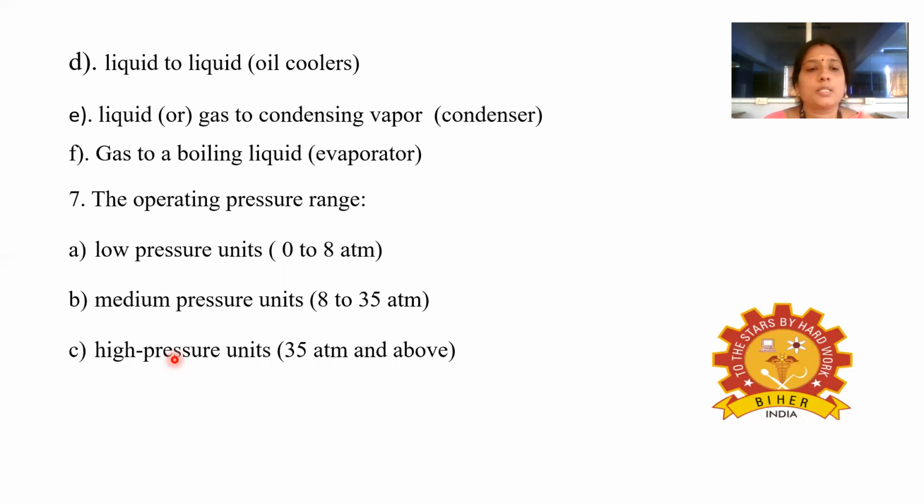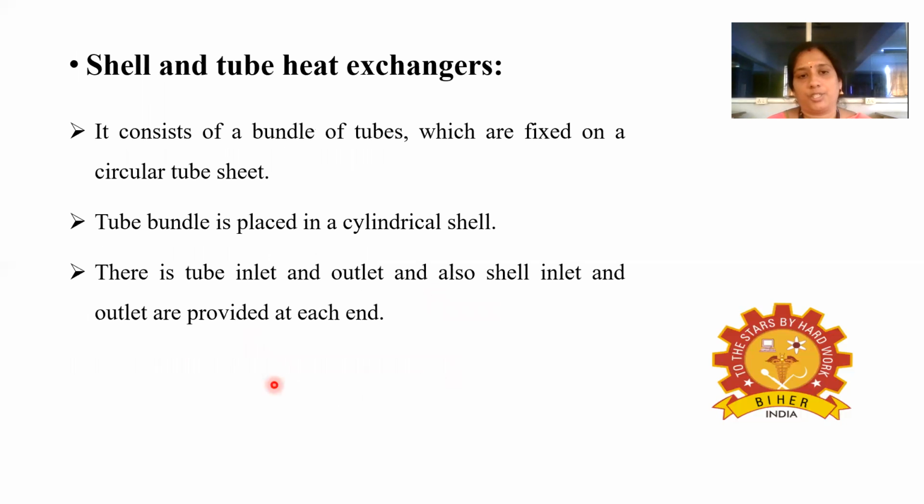And the last one is based on the operating pressure range. Based on the operating pressure range, we can classify the heat exchanger as low pressure units, which is from 0 to 8 atmosphere, and medium pressure units, which is 8 to 35 atmosphere, and high pressure units, which are 35 atmosphere and above. So more than that, it can be classified as high pressure units of heat exchanger.